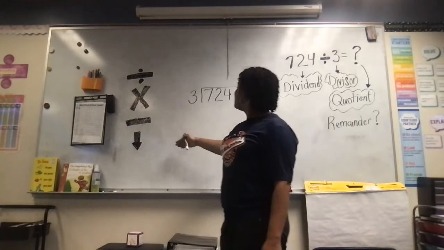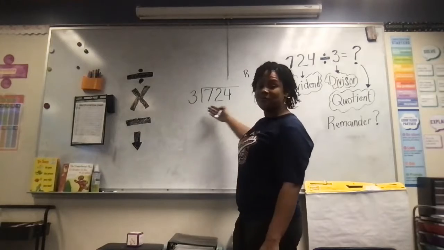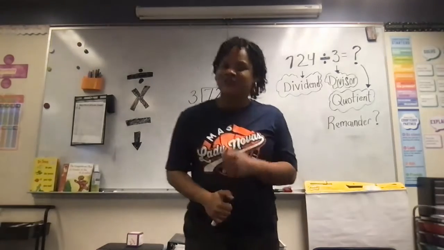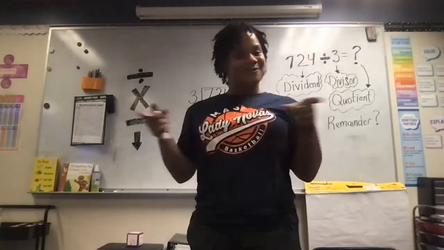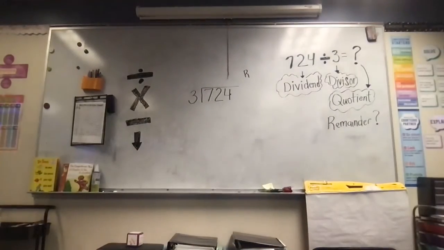We repeat these 4 steps no matter how many times we have to bring it down. We might have to bring it down 3 times, but I hope you're ready to bring it on down. You ready to rock and roll with me, solving this problem? 3 is our divisor, 724 is our dividend, and we have no idea what quotient we have or what our remainder will be, right? Ready? Let's go.